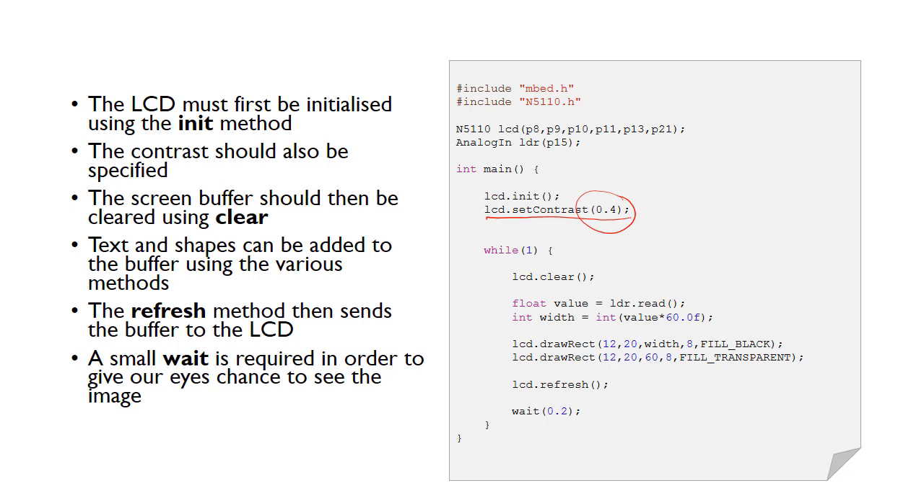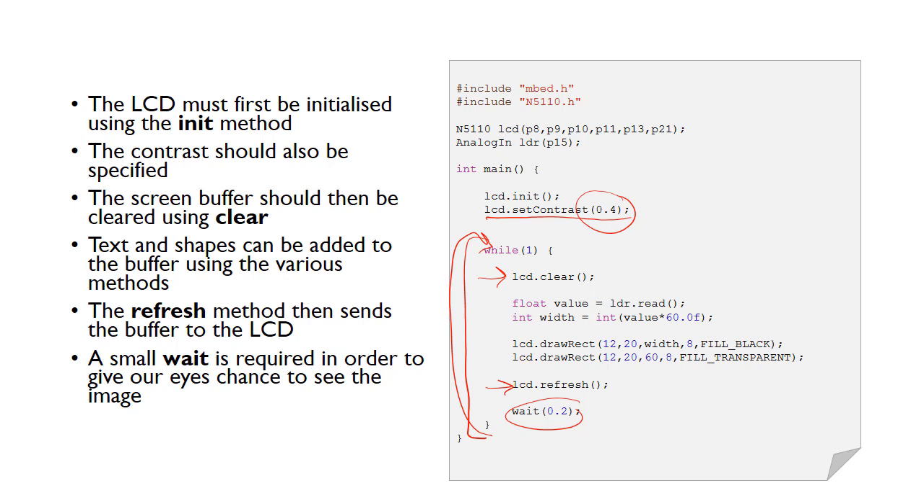Once we've initialized and set the contrast, we enter this loop, which is just going to keep running. The first thing is to clear the LCD, so essentially we've got a blank canvas. Then we can add different text and shapes and so on to the canvas, and then we refresh. That will print it on the LCD. We need to leave a small delay just so our eyes have a chance to see the image that's been displayed. Then we can go back in the loop, clear it, and update the image.